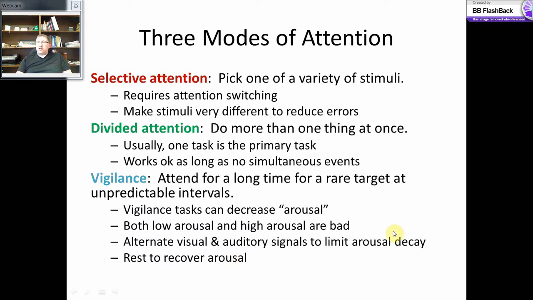So one thing you can do to limit arousal from decaying and becoming too low is to have different kinds of signals. Have an auditory signal, a visual signal, and you have those artificial signals to keep you aroused, right? And then rest. Rest is the best way to recover arousal. Give an hour a break, right? Go take a nap. I don't know. Find some way of recovering.